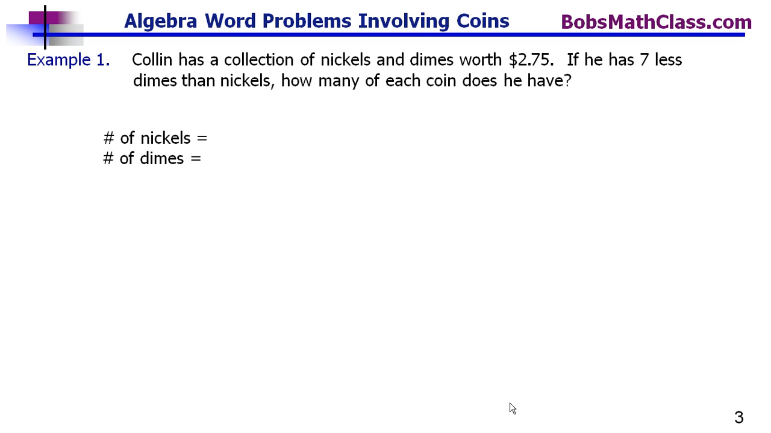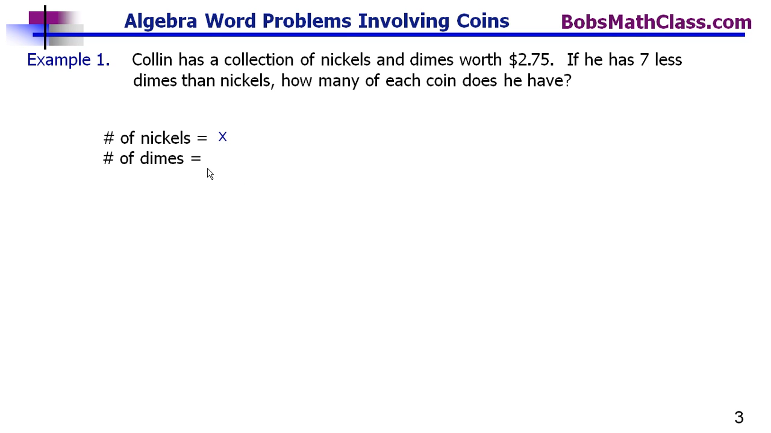Next, we need to figure out which one is going to be x. It's always the one that's being referred to in the sentence. If he has 7 less dimes than nickels, there it is. It's always second in that sentence. They're telling you about dimes, but it's in reference to nickels. So nickels is going to be x.